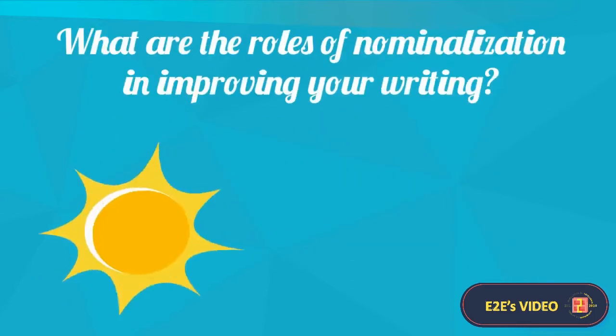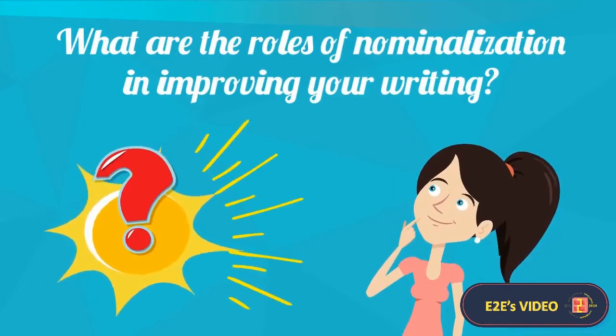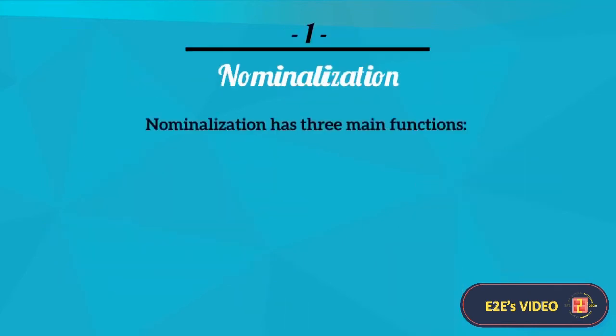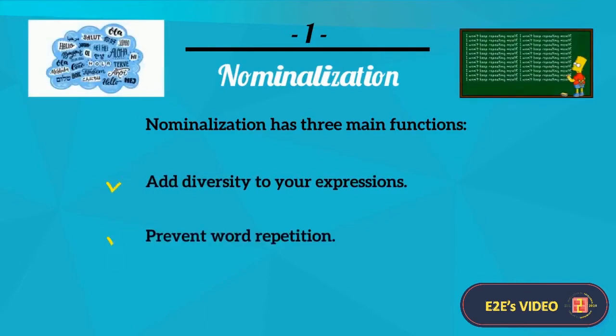But what are the roles of this technique in improving your writing? Why do you need to learn this? Probably this is what you are wondering about, so let us make it clear. Nominalization is an integral feature of academic writing. It is a function that not only helps you to create variety in your writing, but also prevents repetition of the same verb or word over and over again.